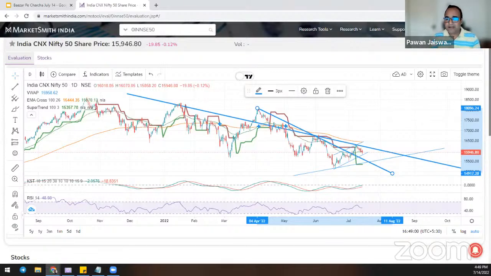In the downside, suppose it breaches 15,900. Then maybe the next support would be placed around the 15,600 to 15,700 range, and breaching below that particular range, it may fall further from here.